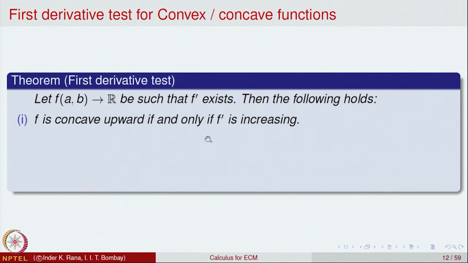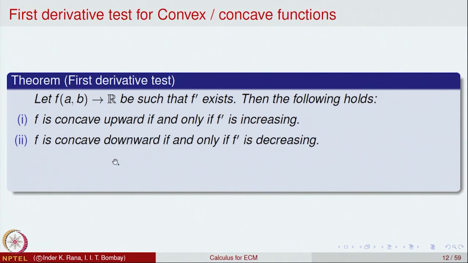If and only if means both ways, namely, given that f is concave upward will imply its derivative is increasing, and conversely, if the derivative is increasing, that will imply the function is concave upwards. That is what if and only if means. It is a two-way condition. If f is concave upward, then f dash is increasing, and conversely, if f dash is increasing, then f is concave upwards. So this is stated as f is concave upward if and only if f dash is increasing.